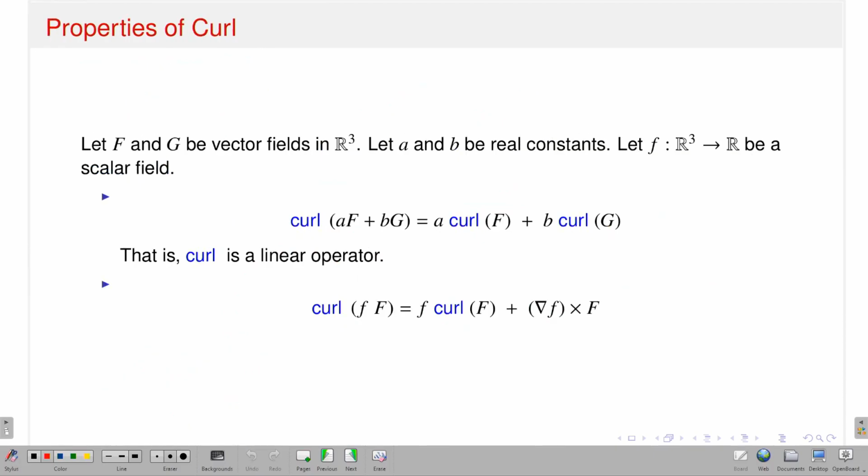Okay. Let me see what I have written. Okay, some properties of curl. So, let F and G be 2 vector fields in R3. Suppose you have 2 real constants, a and b. Suppose I am starting with a scalar field small f. Then the curl of the vector field a F plus b G, again, behaves like a linear operator, right. So, a will come out.